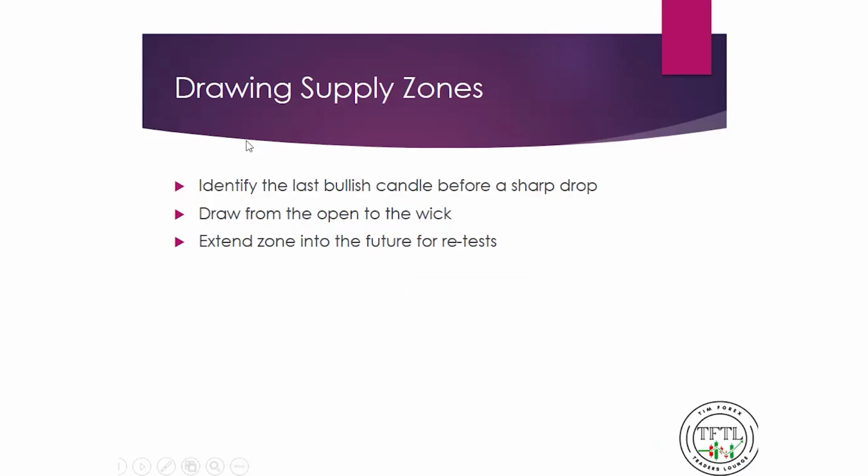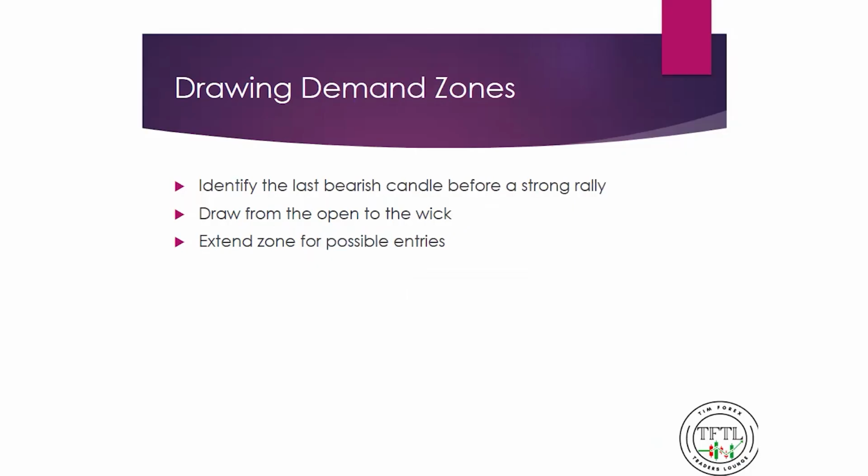So how do we draw the supply zones? The first thing you look at is you identify the last bullish candle before a sharp drop. Okay. Then you draw from the open to the wick. Then you extend the zone into the future for retests. All right. Because these zones, once we draw them, we wait for the price to retest.